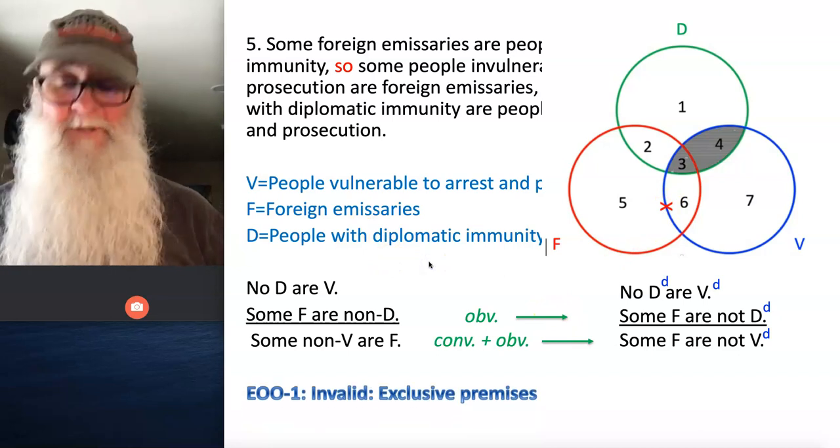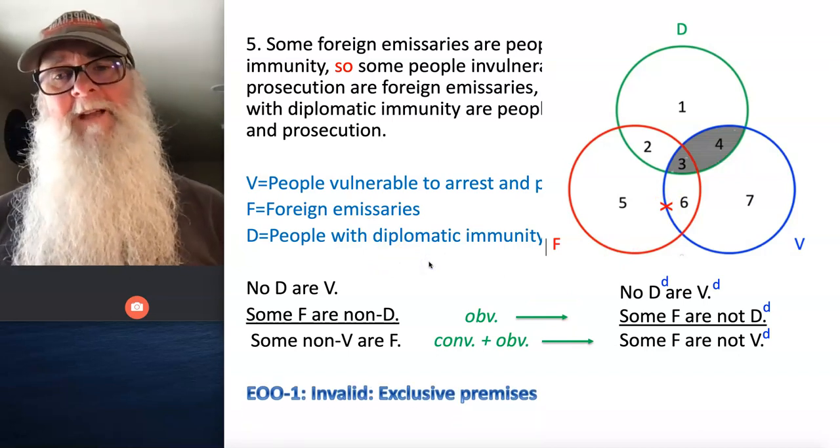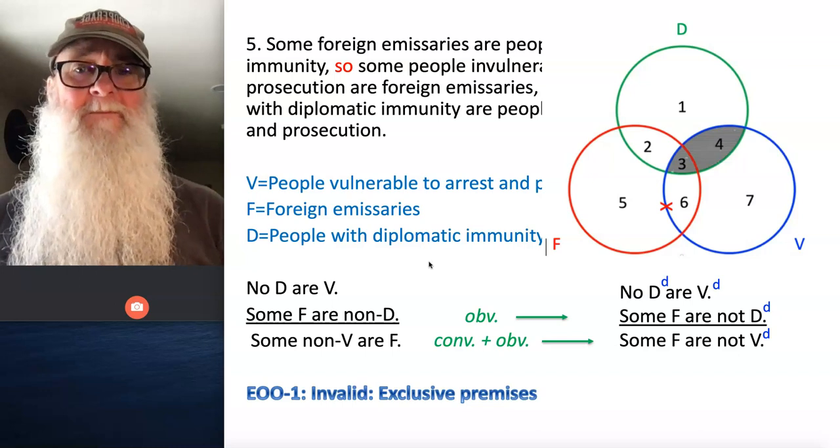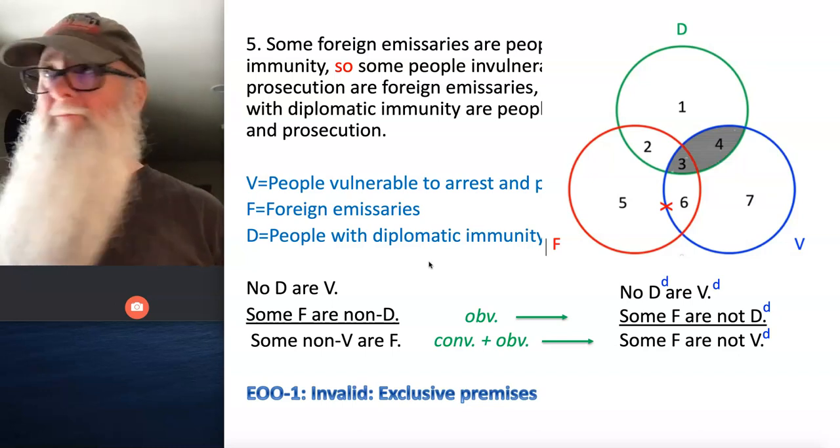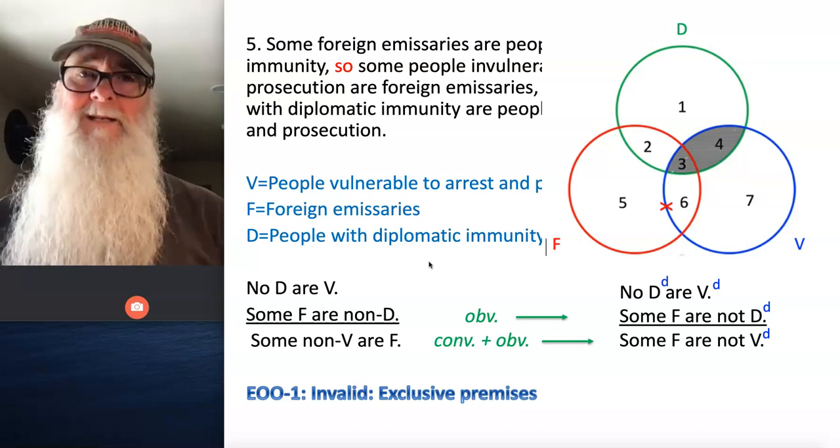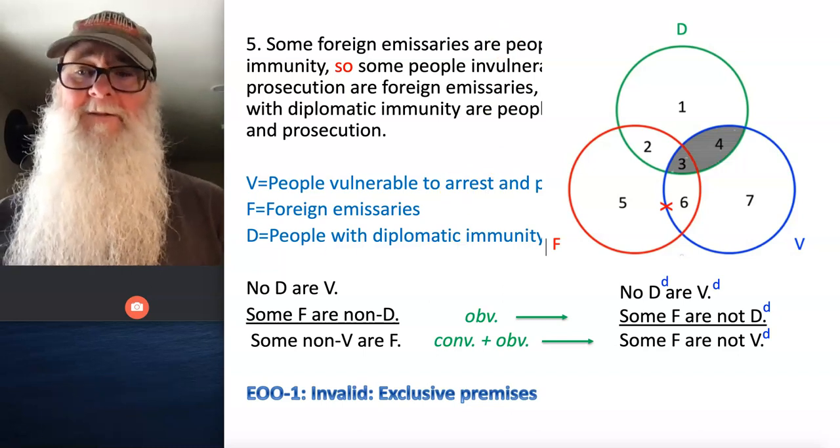And if we do our triple check by looking at our inventory of valid forms, we're going to see that the form of this argument, EOO in figure 1, is not a valid argument, and it's not a valid argument because it has exclusive premises.